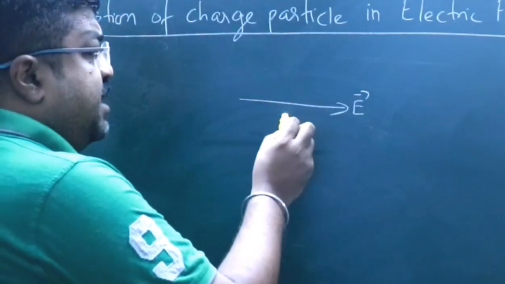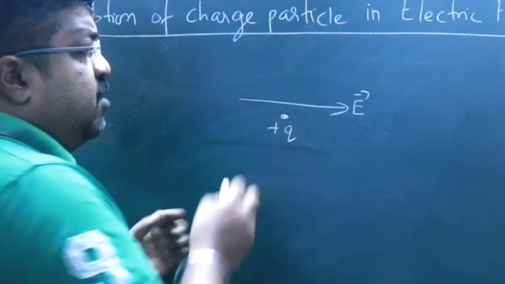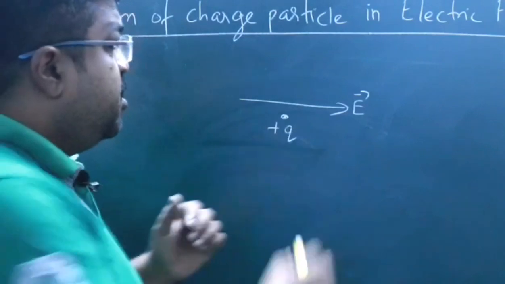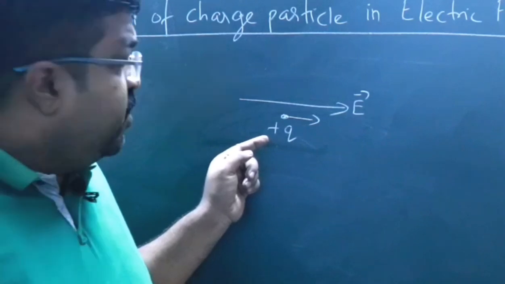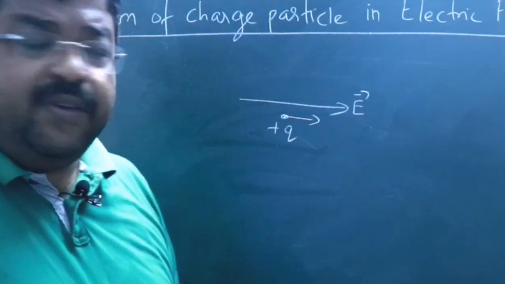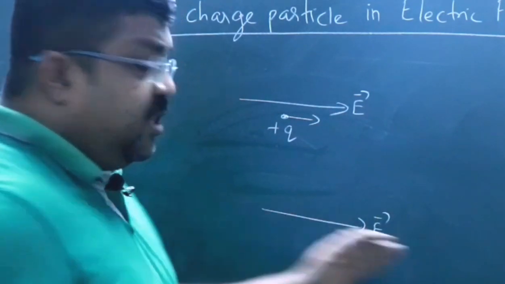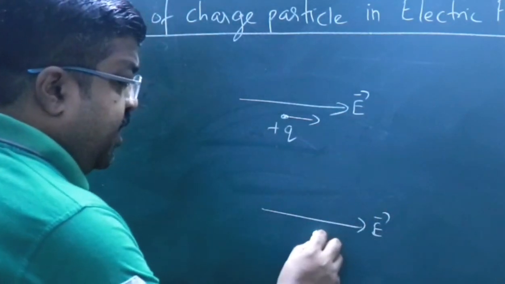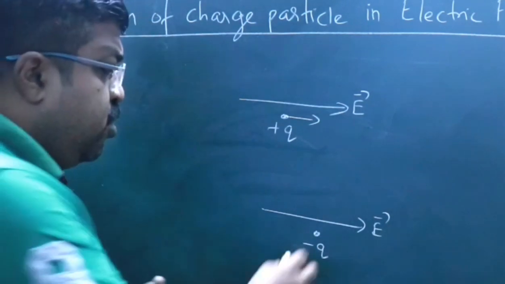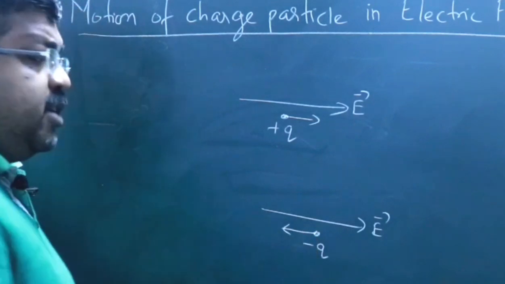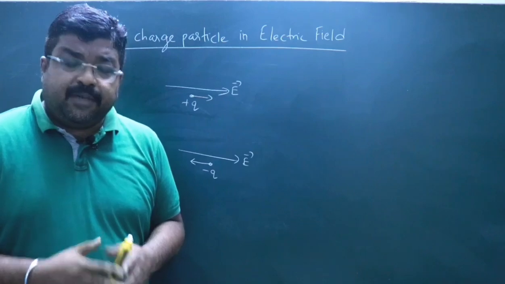Now in this region, if I place a positive charge, plus Q charge, this positive charge will experience a force in the direction of the electric field. So a positive charge will always move in the direction of the electric field. Now similarly, if I have an electric field directed in this direction and I have a negative charge, this negative charge will always move in a direction opposite to the direction of the electric field, okay. This is the most basic concept.